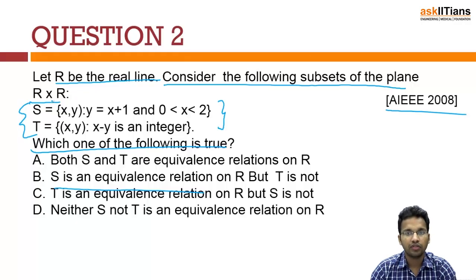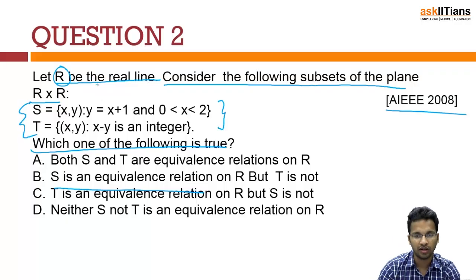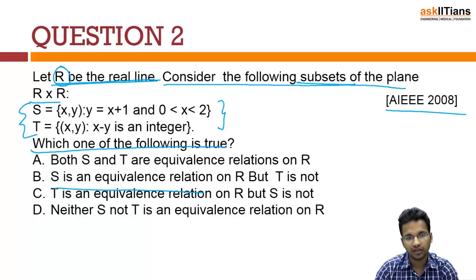It says that R is the real line. R is given to be basically the set of all real numbers, right? Following subsets of this R. Basically it will form a plane, right? Because R is a line, so if you are considering it in 2 dimensions, it will become a plane. So S is (x, y) such that y is equal to x plus 1.